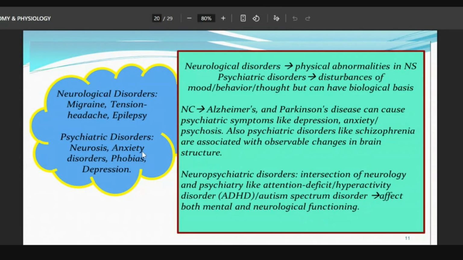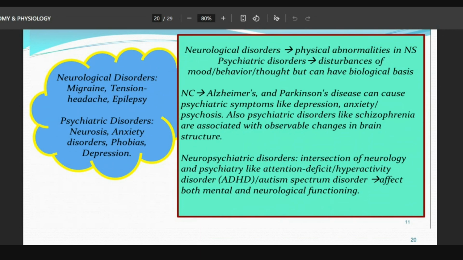Your psychiatric disorders, you can say they are mental disorders, and neurological disorders, you can say which actually impair your brain. So इतना याद रखना, ये एग्जाम में आया था. They can ask you what is a neurological disorder and what is a psychiatric disorder.